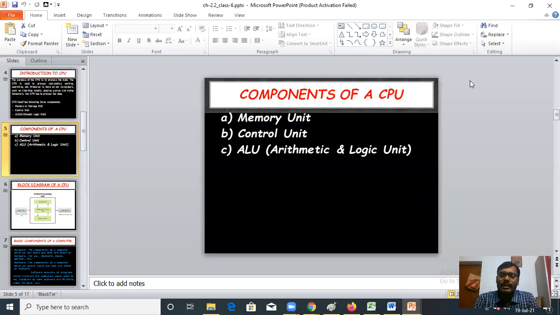So these are the components of a CPU: memory unit, control unit and ALU. So what does memory unit do? After the calculation, memory unit stores the result. Control unit is responsible for transmitting the data from one unit to another. And ALU, what is the work of ALU? It is responsible for doing all the mathematical calculation as well as it takes the logical decision.